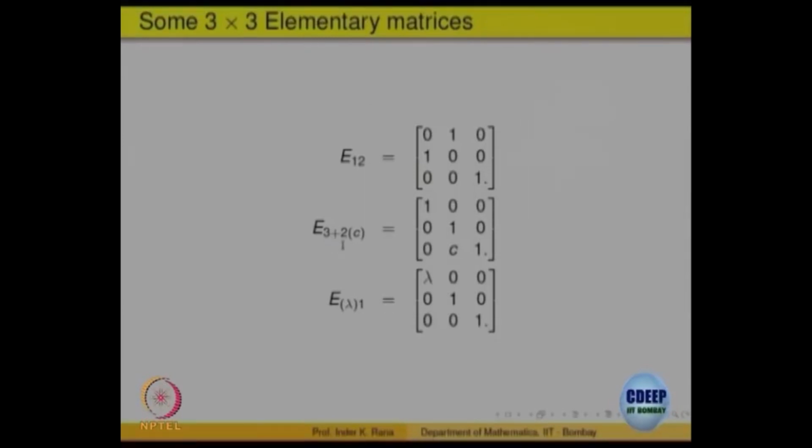Similarly, 3 times 3 plus 2 C E 3, that means what? In the third row, add 2 times the second row multiplied by C. So, when the second row is multiplied by C and added here, this was 0 earlier, so now it becomes C here, right. So, that is E lambda 1, that means what? E lambda 1 means multiplying the first row by the scalar lambda. So, these are illustrations of the 3 elementary matrices, right.